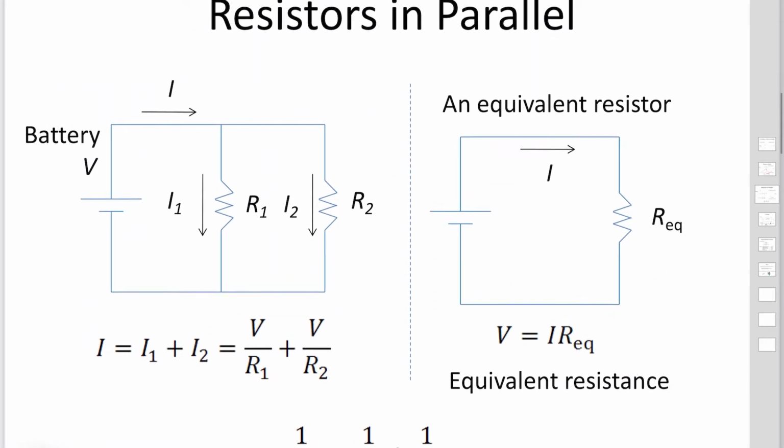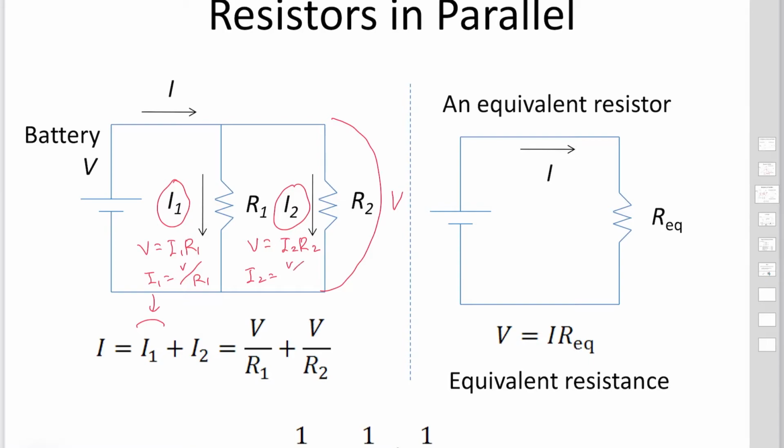In the case of the parallel connections, the current is divided into the two flows. Each resistor has the same voltage drop of V. So for I sub 1, you can use V equals I sub 1 R sub 1, and V equals I sub 2 R sub 2. So you can find I sub 1 is V over R sub 1, and I sub 2 equals V over R sub 2. You can substitute.